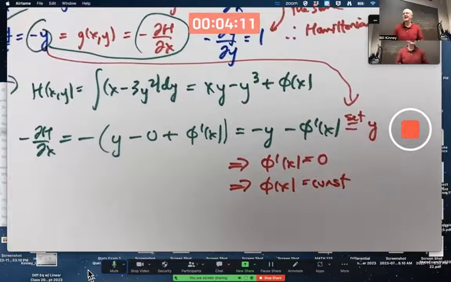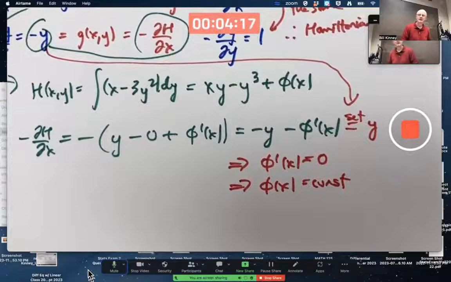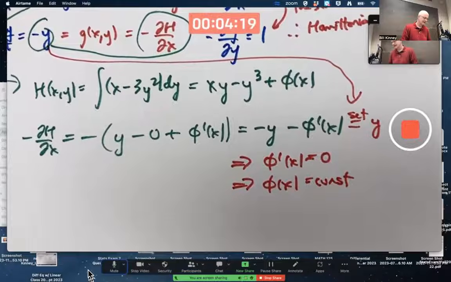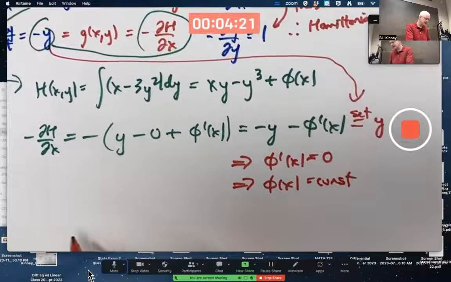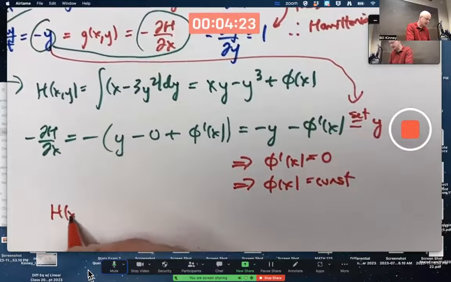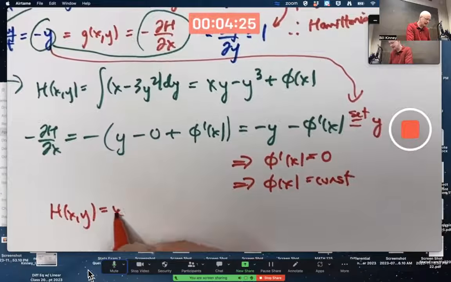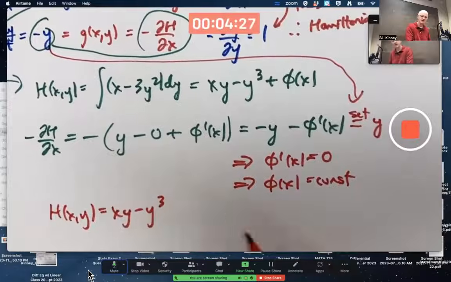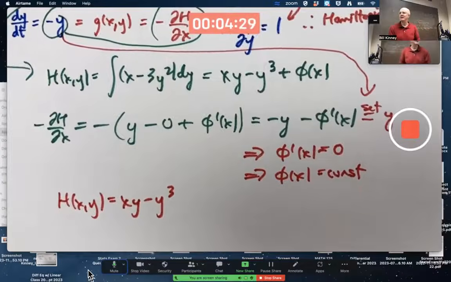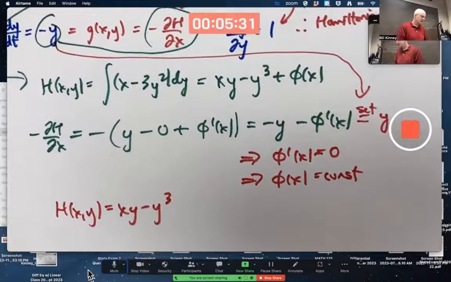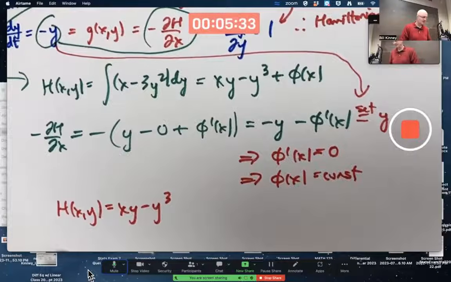Hamiltonian functions are not unique. They are equivalent up to an additive constant in the end. They're kind of like antiderivatives. But I can take the constant to be 0. So one Hamiltonian function is xy minus y cubed plus 0. You can just leave it at that, xy minus y cubed. So there was a Hamiltonian function.